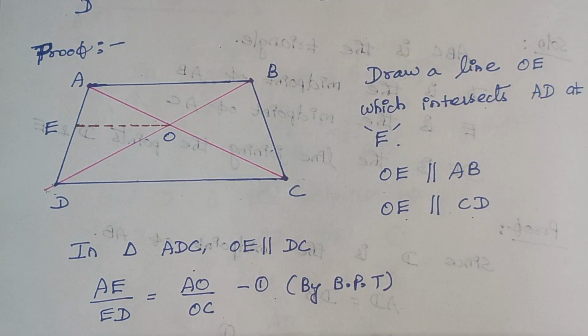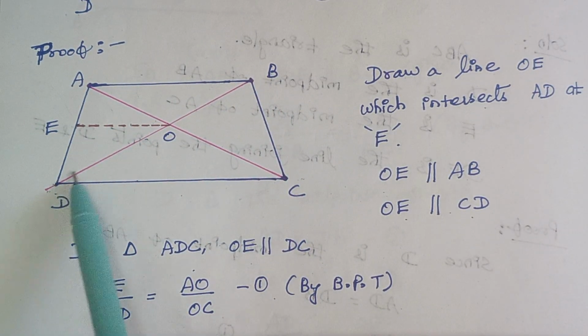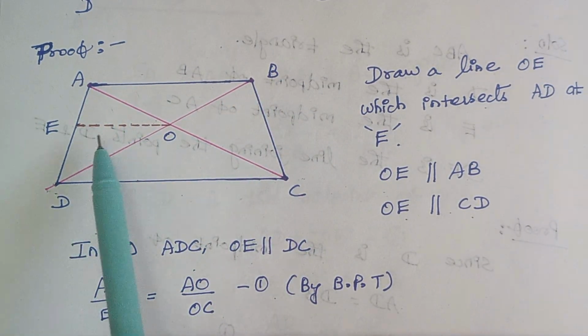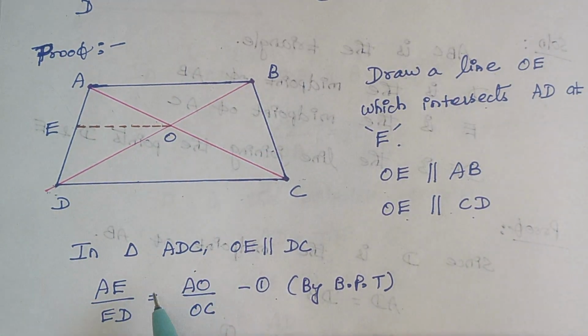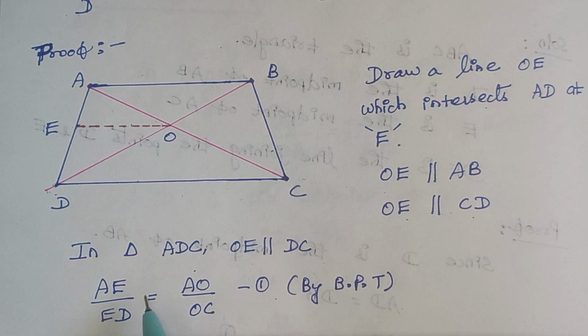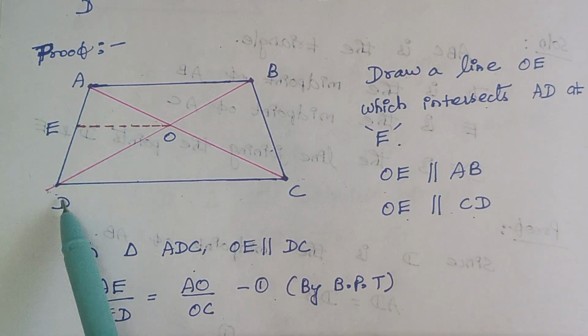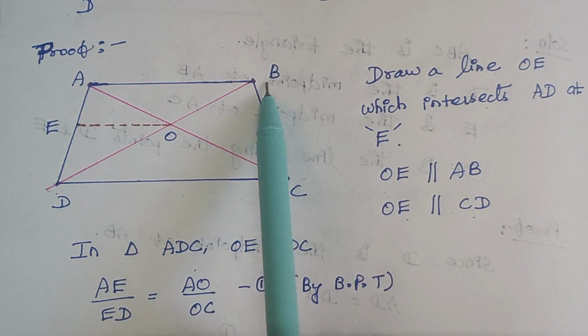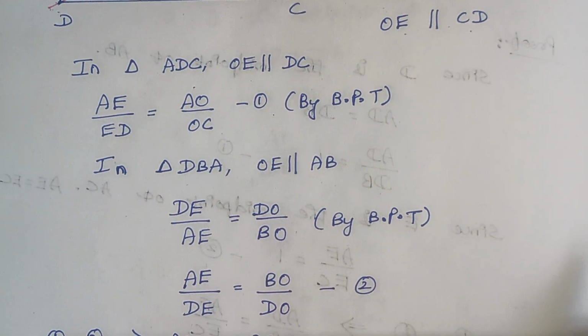Now we are going to consider the triangle DBA, that is D, B and A. When you look at this triangle, you see this line OE is parallel to this AB. Yes or no? Obviously, yes. So again, when you apply BPT, it says that DE by EA is equal to DO by OB. Mark it as equation number 2.